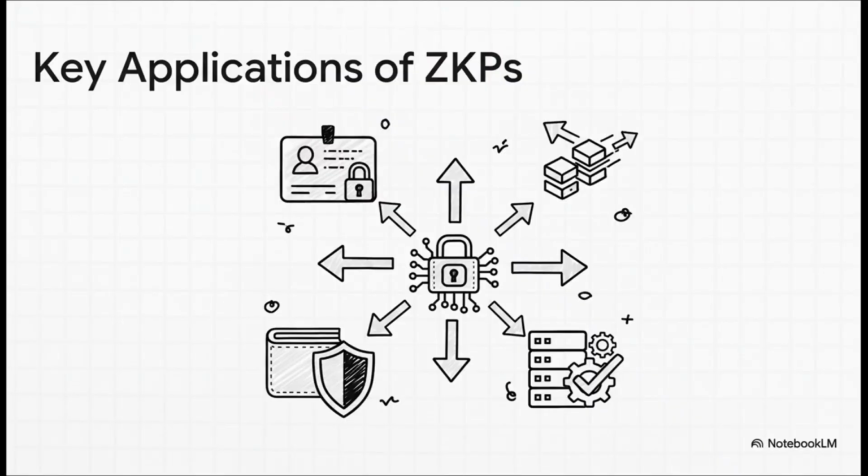We're seeing them make blockchains faster and cheaper with ZK-Rollups. They're enabling private financial transactions. They're completely rethinking digital identity. And they're opening the door to things like verifiable computation and even more secure supply chains. The list just keeps growing.